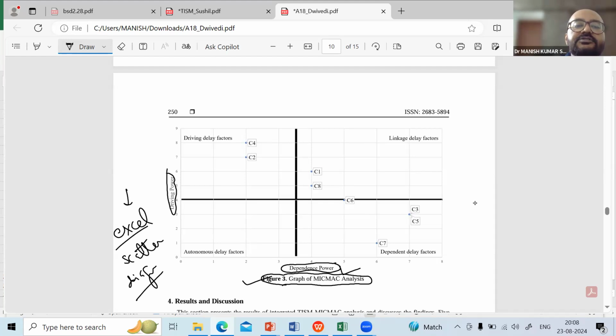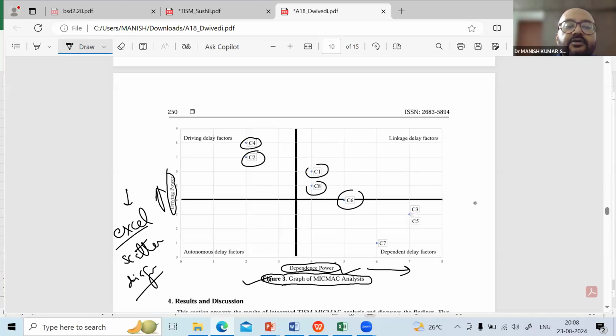This creates an x-axis and y-axis, and then there are 4 quadrants. Consider it as quadrants, and you divide it exactly in the middle. If you divide it in the middle, you will find this kind of figure. One is here, this C1, C2. How it comes, I'll tell you, don't worry. This is C4. It depends on the researcher actually how you create your diagram.